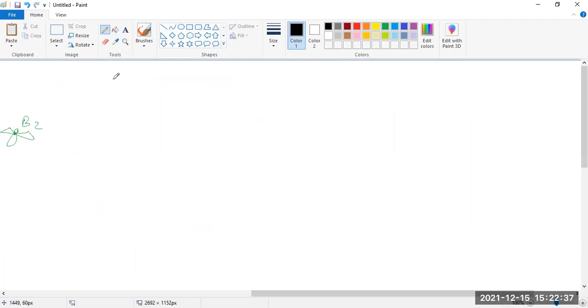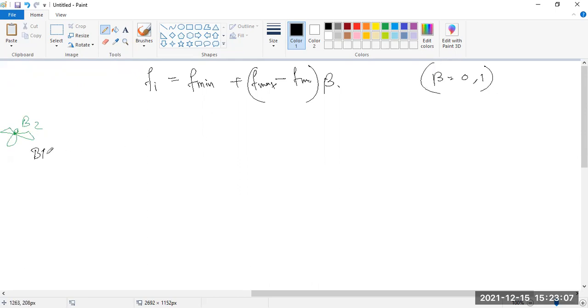Now, what is the formula for updating the frequency? The frequency formula is f minimum plus (f maximum minus f minimum) times beta, where beta is either 0 or 1. If it is updated, then it is 1. If it is not updated, it is 0. So for the first time, bat 1, iteration 1.